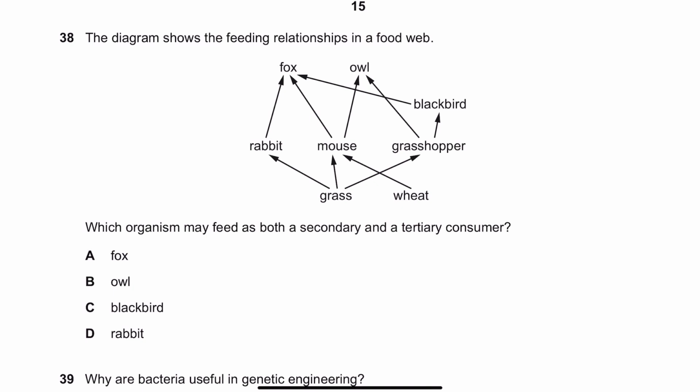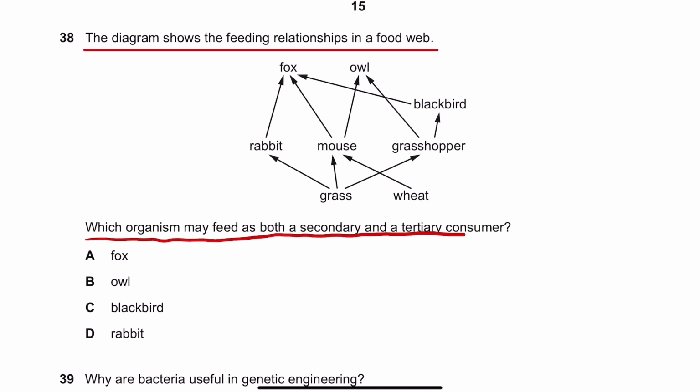Number 38. The diagram shows the feeding relationships in a food web. Which organism may feed as both a secondary and a tertiary consumer? So we have to find an organism that can be both secondary and tertiary consumer. The easiest way to do so is just by counting the number of arrows.